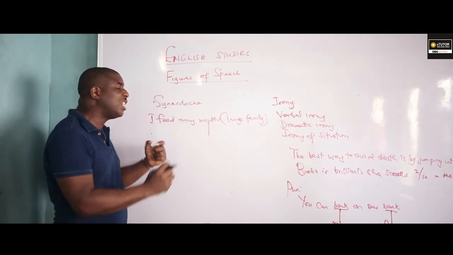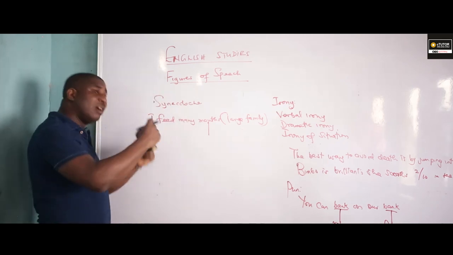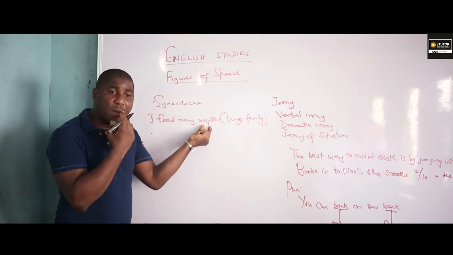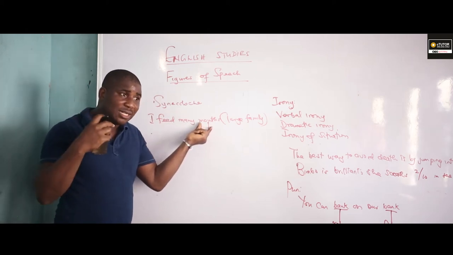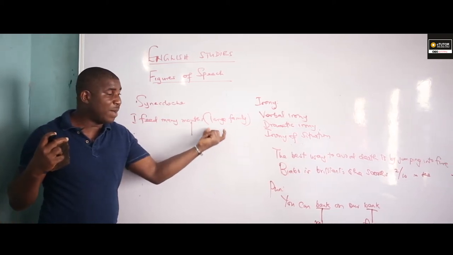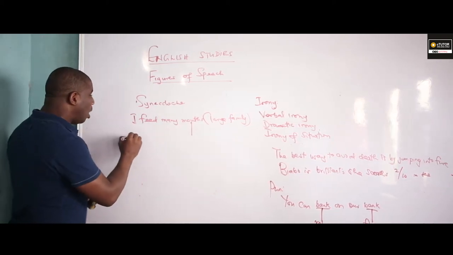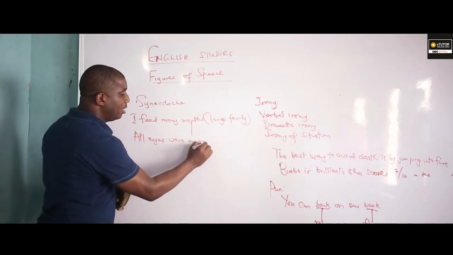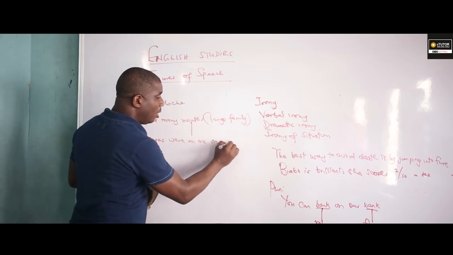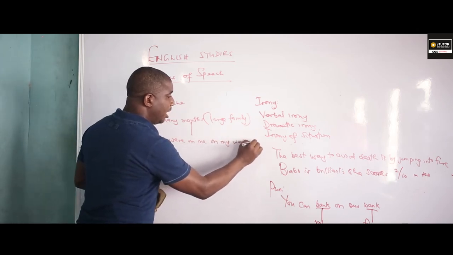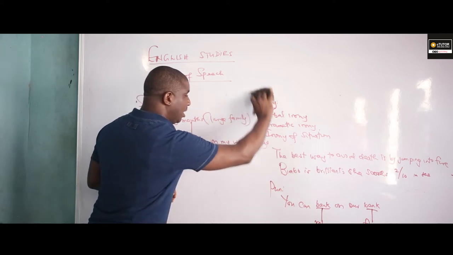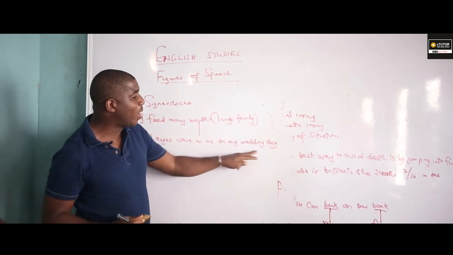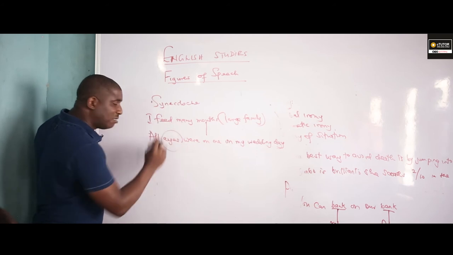Synecdoche is a figure of speech in which a part represents a whole or a whole represents a part. I feed many mouths. We are not referring to mouths per se, but the people that I feed, members of my family. Okay. All eyes were on me on my wedding day. Now listen, here a part represents a whole.